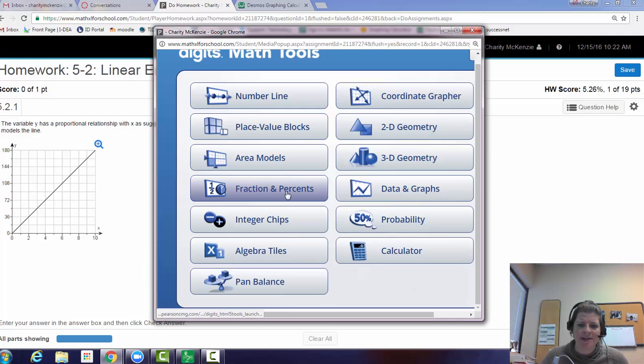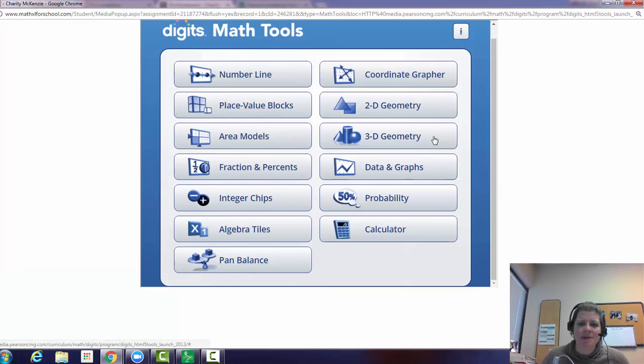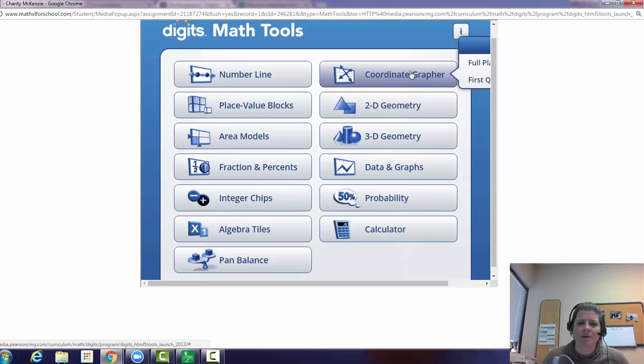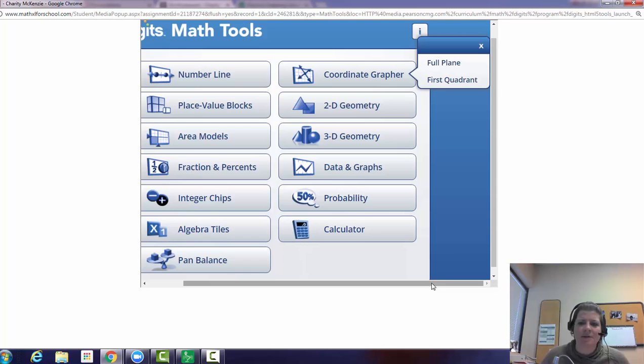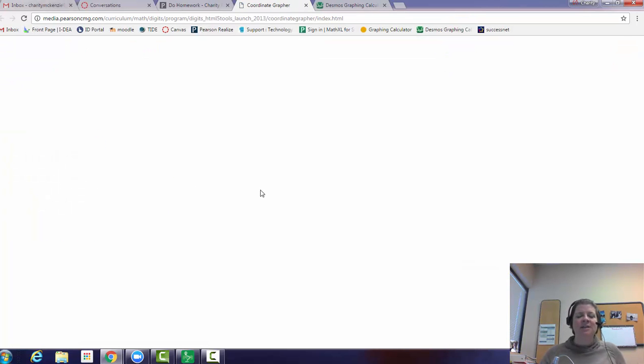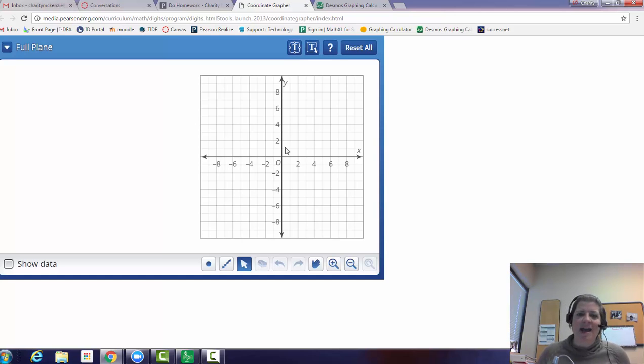Coordinate grapher, ready, set, go. Am I missing something? No, coordinate grapher. It's like not letting me see. Oh, here we go. Oh, first quadrant, full plane. We want the full plane. Yeah, here we go. This is the full plane. And we can graph whatever we want. We can also put in textbook.